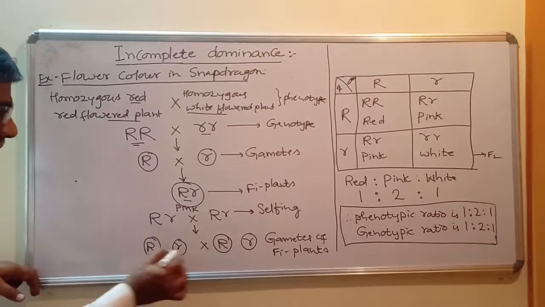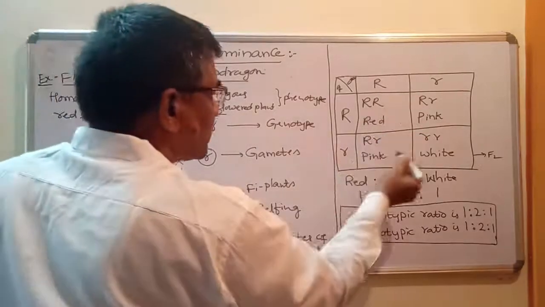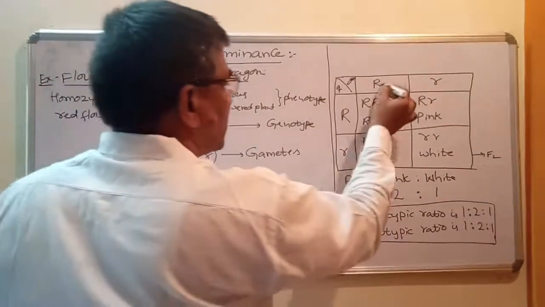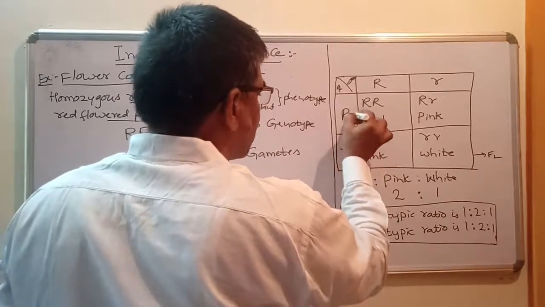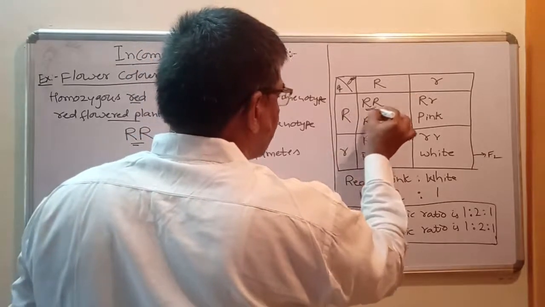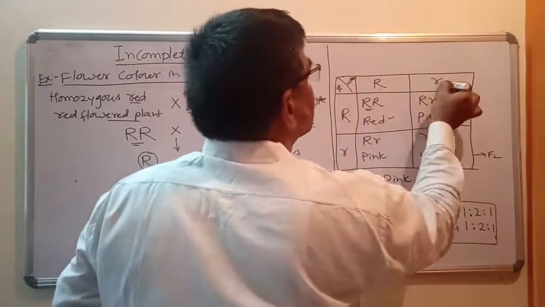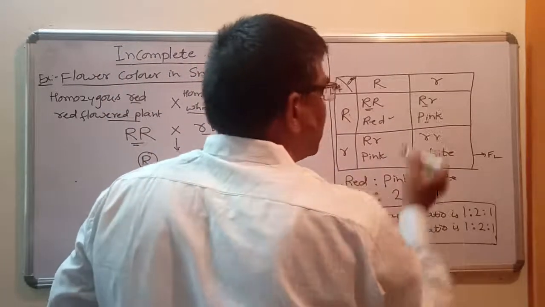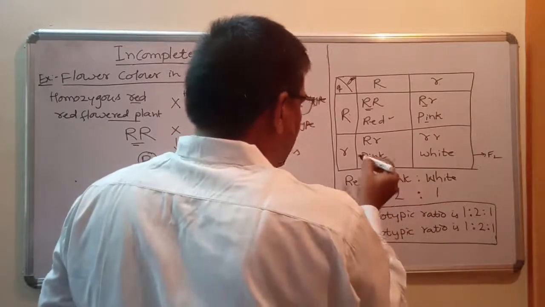These are male gametes, these are the female gametes, and when we cross them in a Punnett square, I have written male gametes here and female gametes here. After crossing, capital R with capital R produces a red flower, and this capital R with the smaller r produces the intermediate phenotype, an intermediate flower colored plant, that is a pink flowered plant.